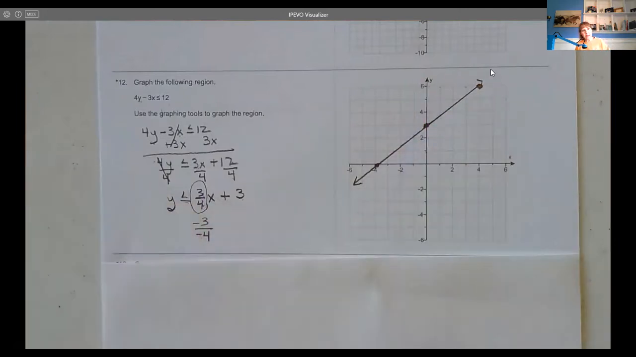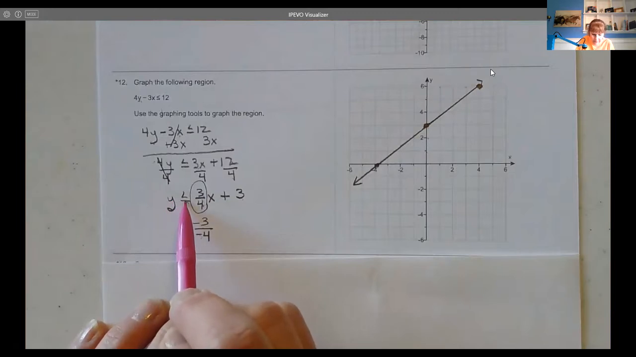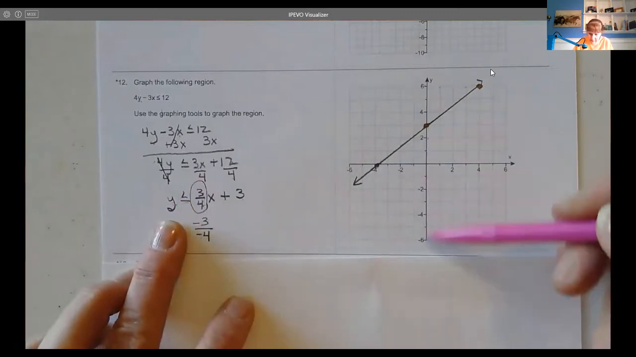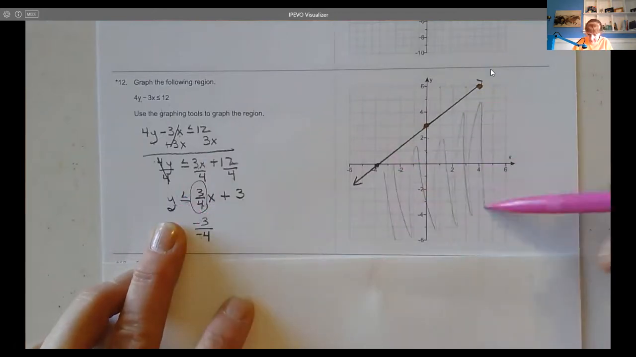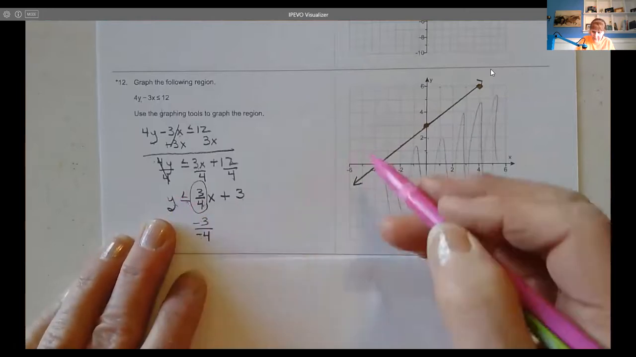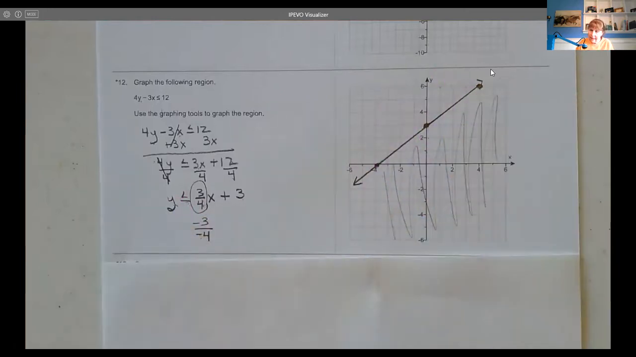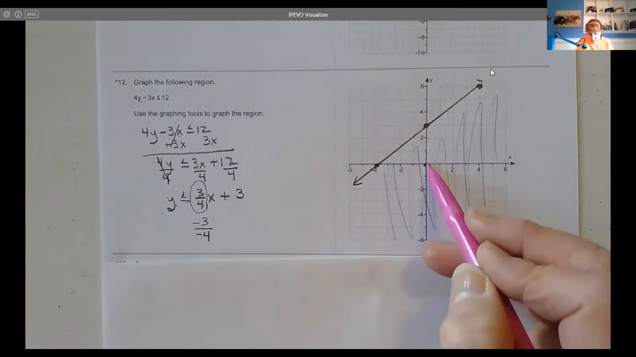All righty, now we have to shade it. Well, let's look here. Looks like I want y's below the line. Okay, so I'm going to shade below because the y's below the line here will work. If that would have been a greater than, I want above, and I would shade above. And again, you can take this point 0, 0. It's in the shaded area, so it should work.